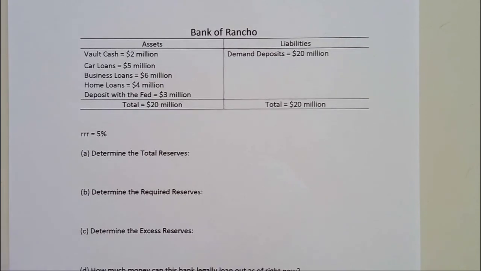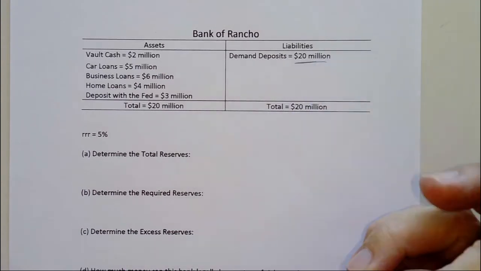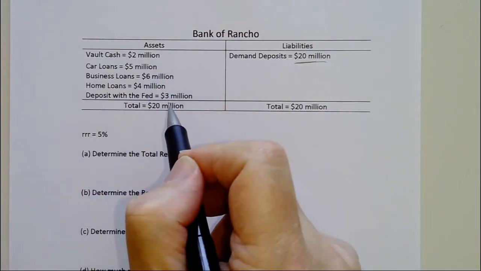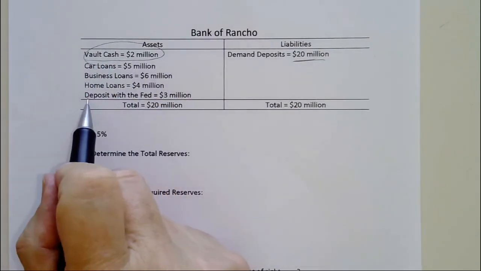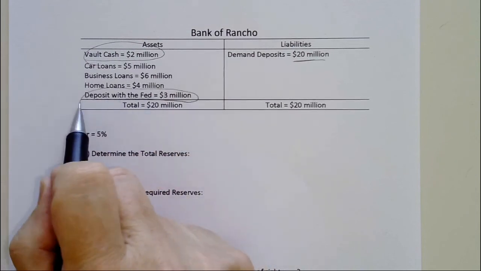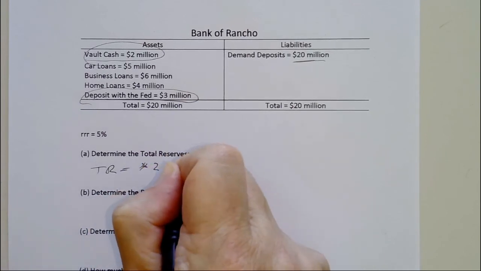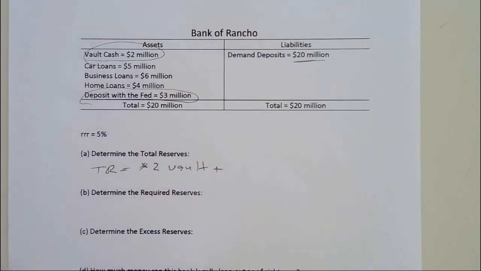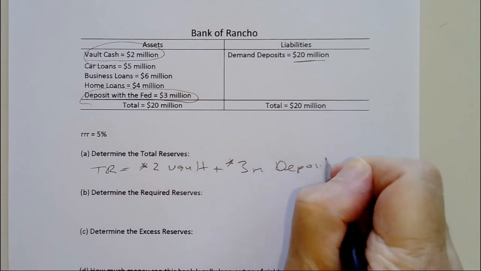So here I give you, this is similar to the example we had earlier, except I add in two more questions down here. So now we have our bank deposit, demand deposits of $20 million. And that's split up in these different categories. Some has been loaned out, some has been kept. What's been kept? The vault cash of $2 million and the deposit of the Fed of $3 million. So their total reserves would be $2 million of vault cash plus $3 million on deposit with the Fed. Call it a Fed deposit.